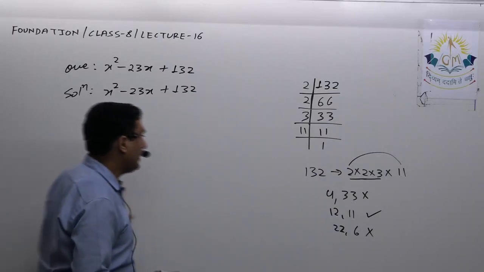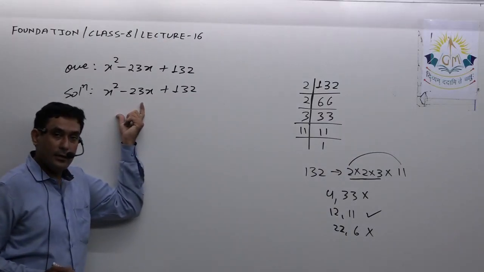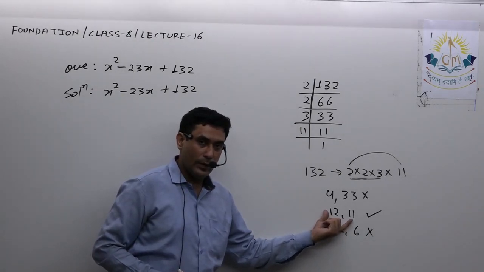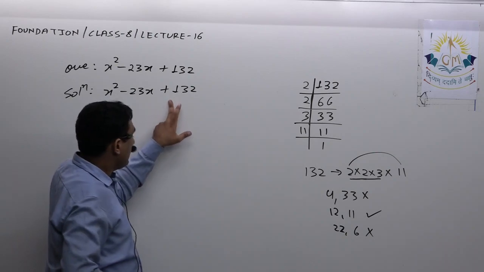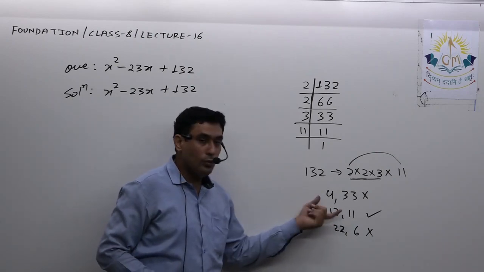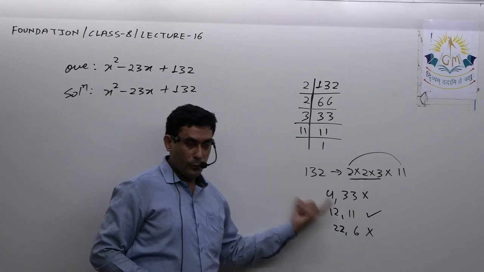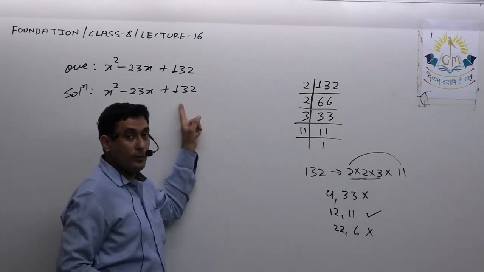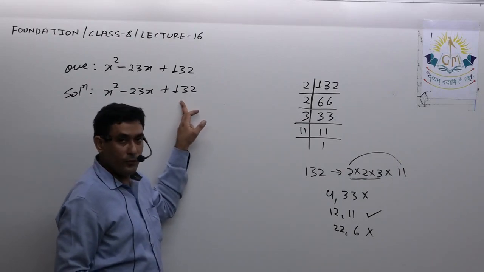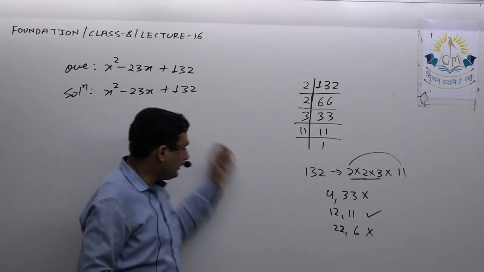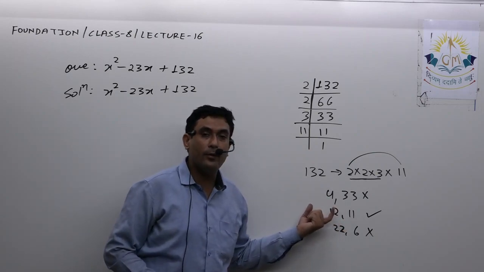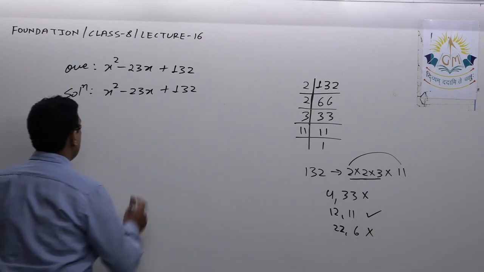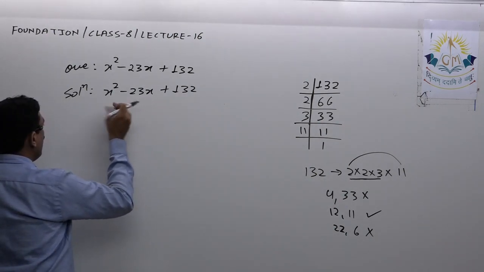That means I have to take 12x and 11x. Now here it is minus, so definitely we have to take these two as negative. One thing more, I also told you the product of these two groups must be the product of first and last. Here the product of first and last is positive. It means this 12 and 11 must be of the same sign, either both negative or both positive. So here we'll take it negative because we need the sum as negative.